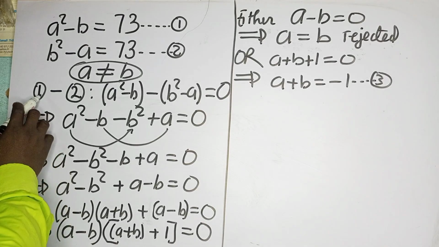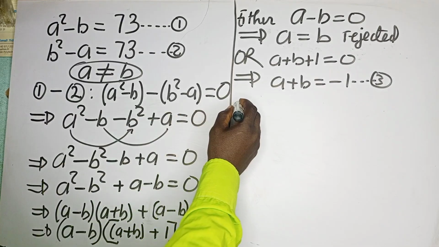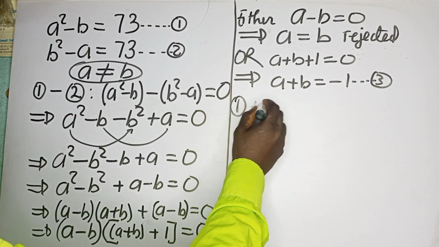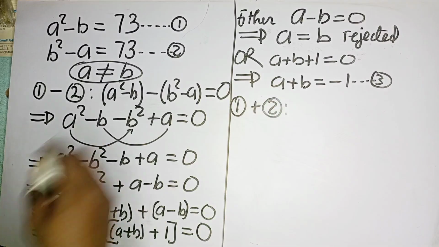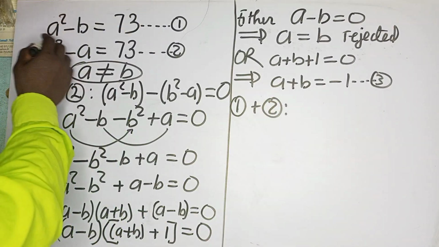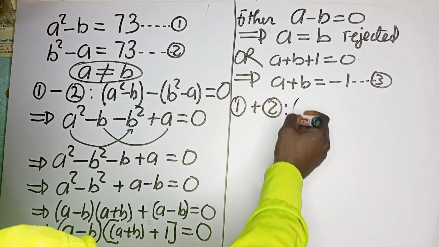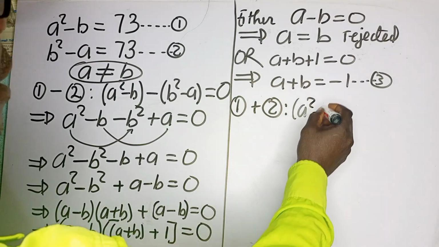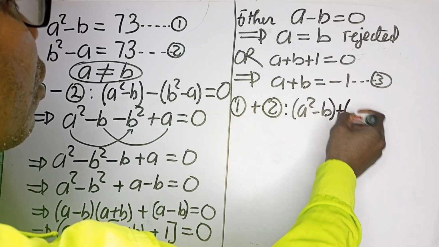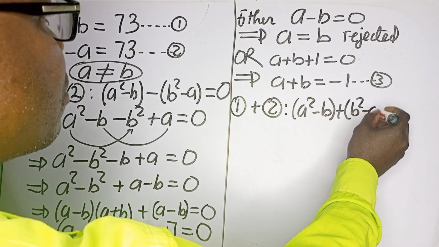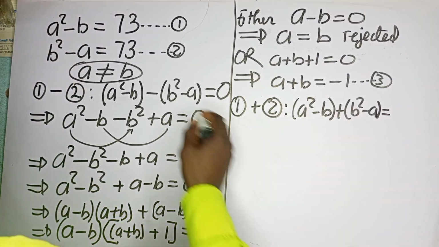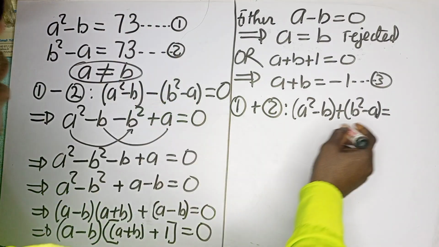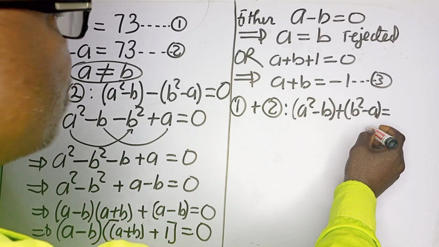Now we have done equation 1 minus equation 2. Let's take equation 1 plus equation 2. So we're adding. Let's add the left-hand side. We have a squared minus b plus b squared minus a is equal to 73 plus 73. That should give us 146.